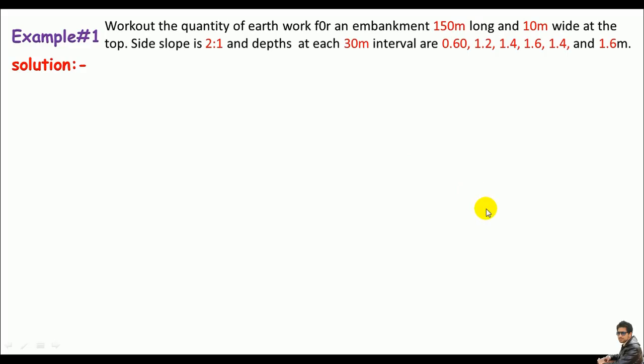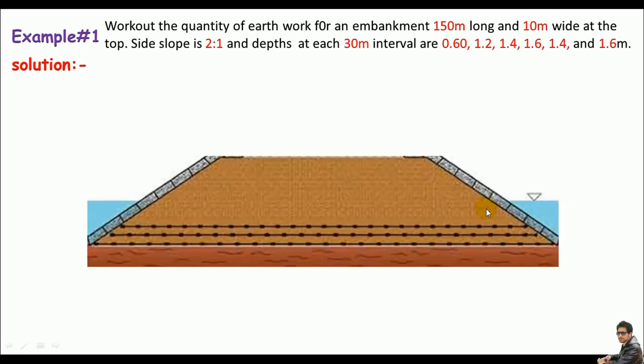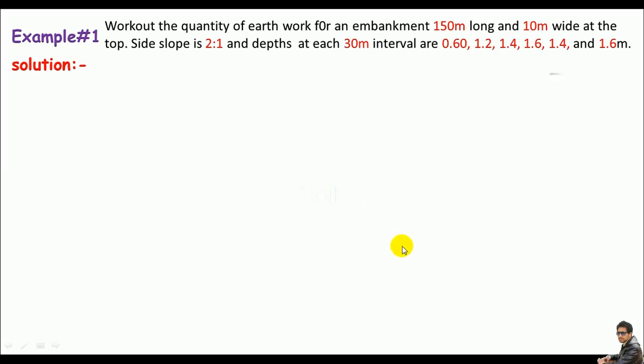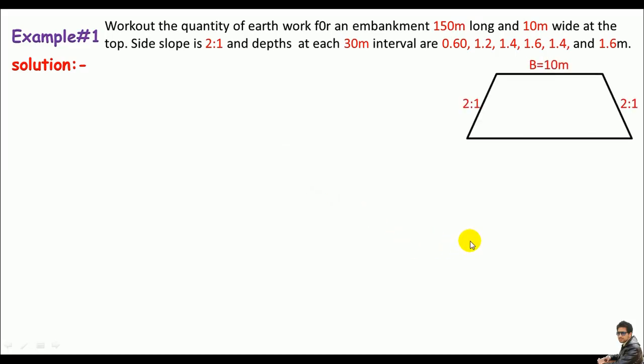But before starting the calculation, let me show you the embankment picture like this one. The top is 10 meters wide and the side slopes are 2:1. Remember, my approach is only the earthwork, the quantity of this trapezoidal shaped soil, right? Let me draw the same section over here.